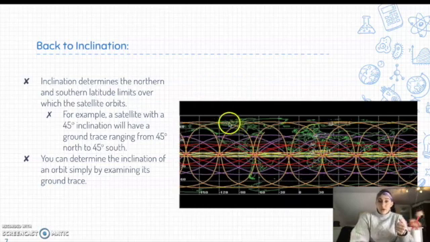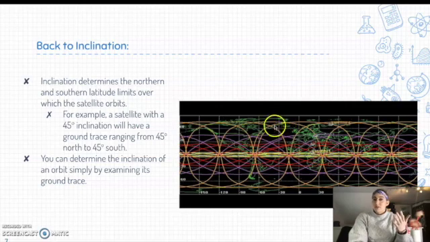So if we look back at our ground traces here, these do match the orbits on the previous slide. So if you remember, this orange one actually had our steepest inclination at about 75 degrees. And you'll notice that it has the kind of tallest of all the orbital patterns.